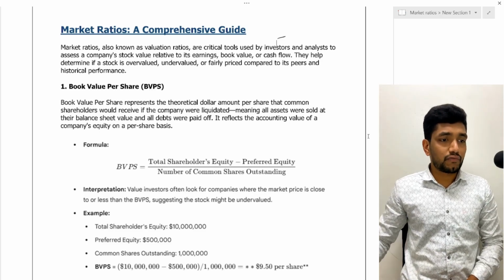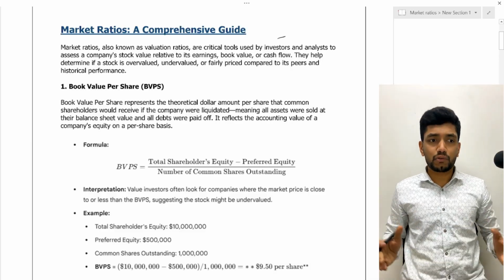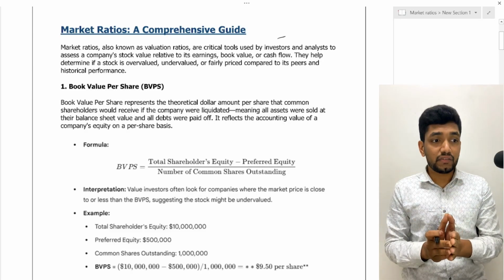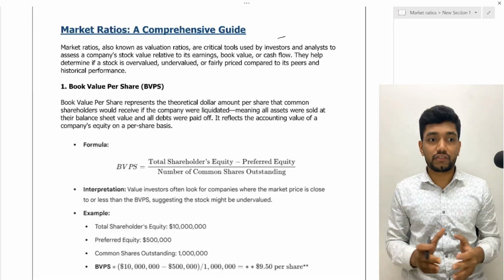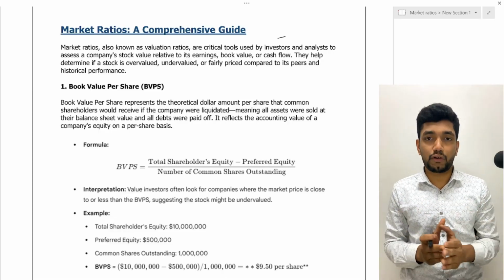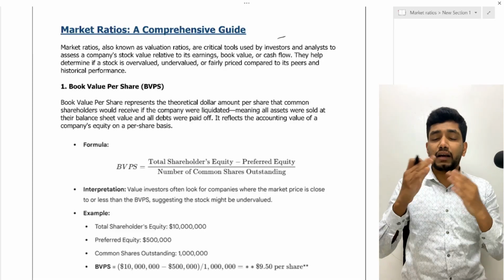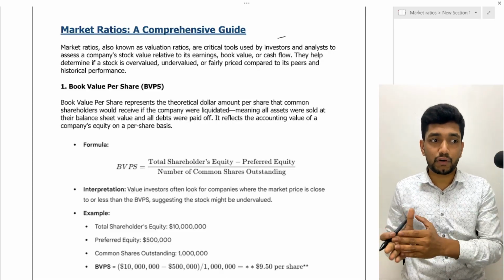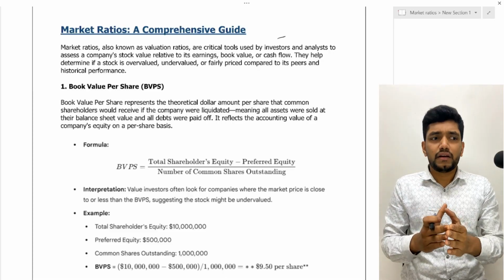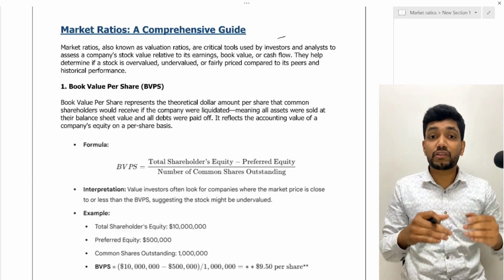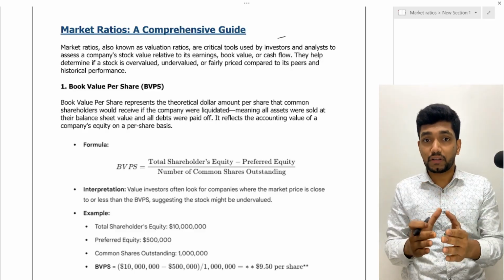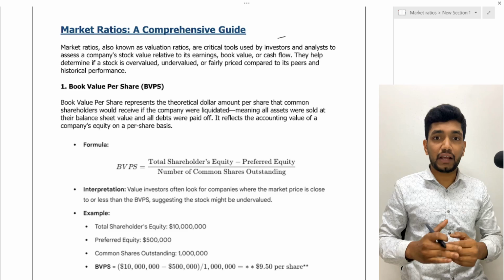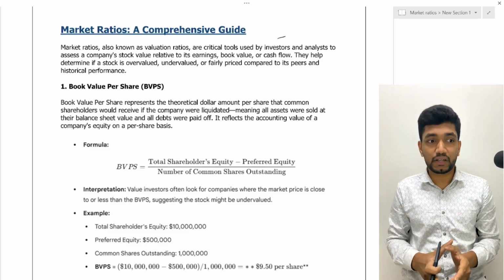Market ratios, also known as valuation ratios, are critical tools used by investors and analysts to assess a company's stock value related to its earnings, book value, or cash flow. So it compares a company's stock price with its earnings, book value, or cash flow. Market ratios help investors assess whether the stock is undervalued, overvalued, or fairly priced, and make informed investment decisions.